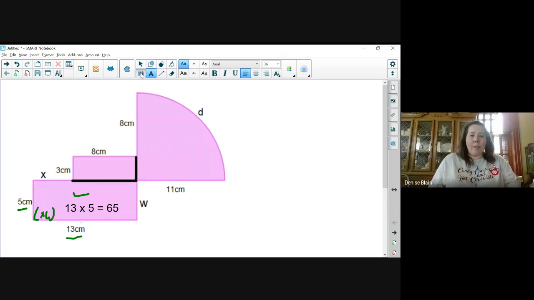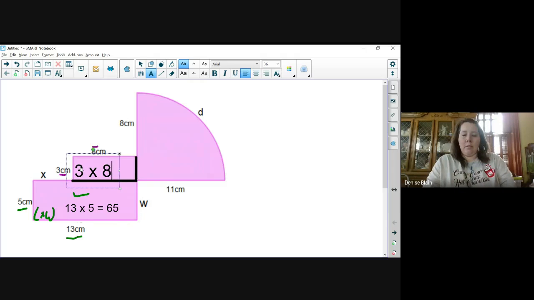The next shape we're going to look at is this small rectangle. Again, it's length times width. I'm using 3 and 8. So 3 times 8 equals 24 centimeters squared.